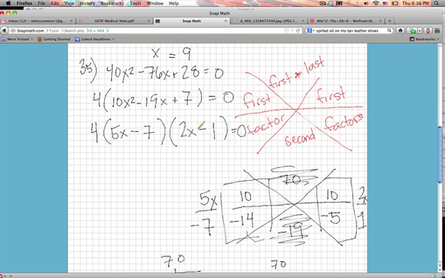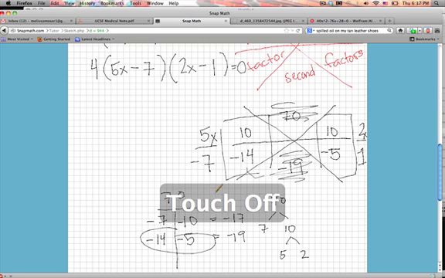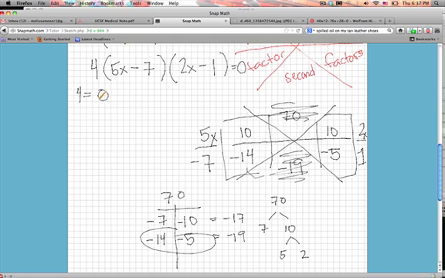So now that we have this entire expression factored, it's going to make it much easier to solve. We have three factors: 4, 5x minus 7, and 2x minus 1. We're going to set them all equal to 0. 4 equals 0 is nonsensical, so that's not going to yield us any solutions. Let's move to the second factor and set that one equal to 0. 5x minus 7 is equal to 0. We can add 7 to both sides, and we get 5x is equal to 7. We can then divide both sides by 5.